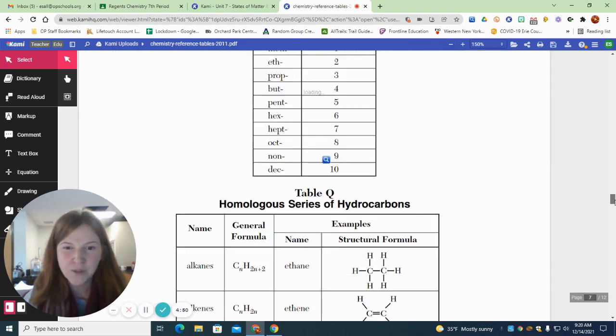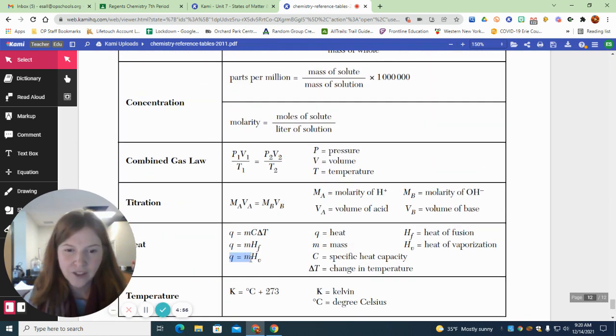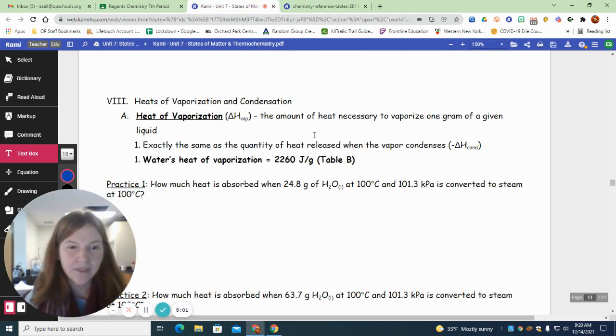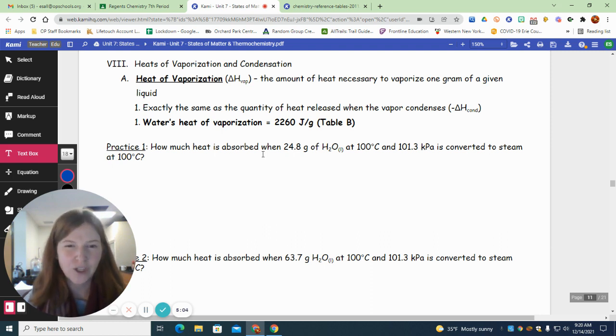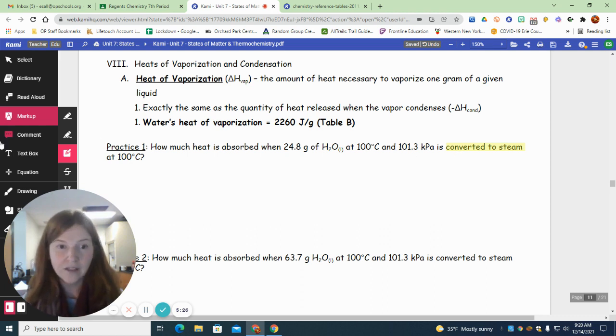The formula that we're going to be using when we are boiling or condensing is this bottom one right here, Q equals mH sub V. So take a look at practice problem number 1. They ask how much heat is absorbed, so we're solving for Q, when 24.8 grams of H2O liquid at 100 degrees Celsius and 101.3 kPa is converted to steam at 100 degrees Celsius. They give you a lot of extra information in this problem. They're giving you a temperature, they're giving you a pressure. None of that matters. What matters is the fact they're saying converted to steam. Converted to steam means boiling, right? So this is a Q equals mH sub V problem.